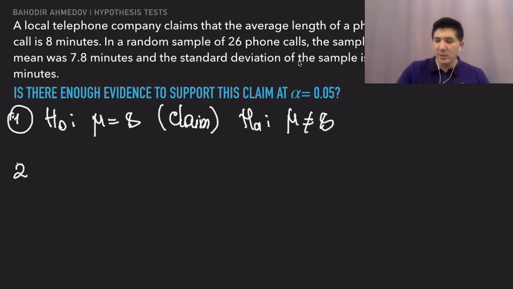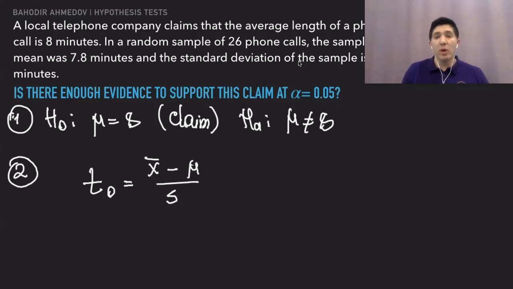Step number 2 is we need to calculate the standardized test statistic. In this case, we're going to call this t0, but the formula is the same. It's going to be x bar minus mu divided now by s, because we don't know the standard deviation of the population. We've calculated this from the sample, divided by the square root of n, and we have to calculate this.